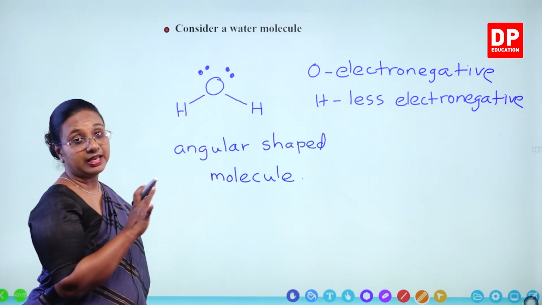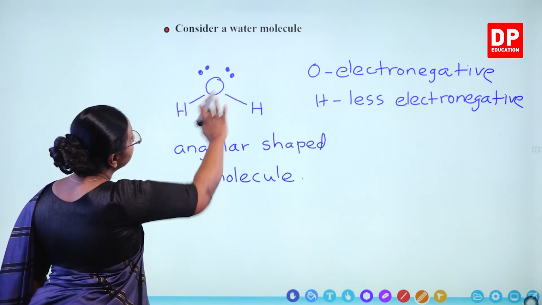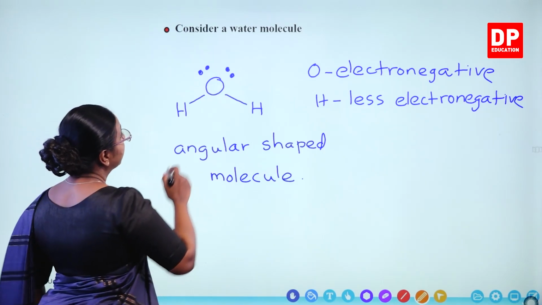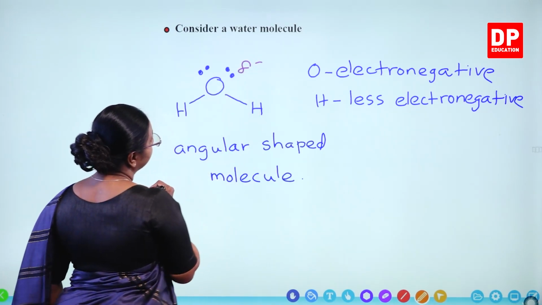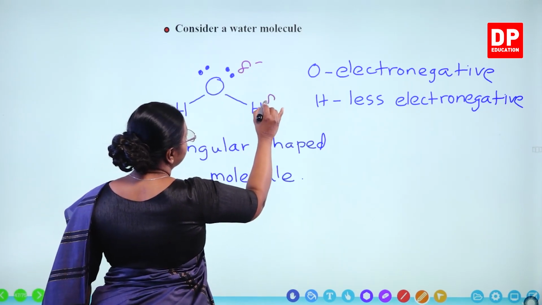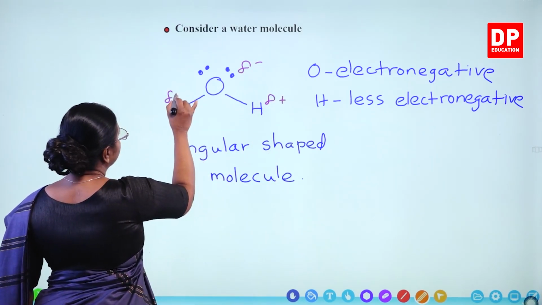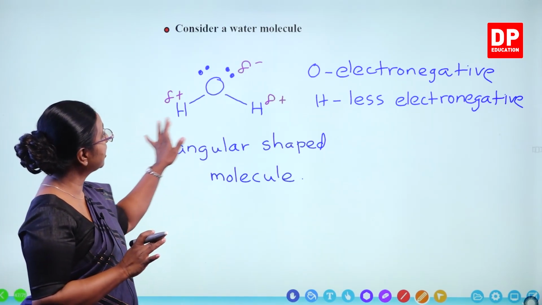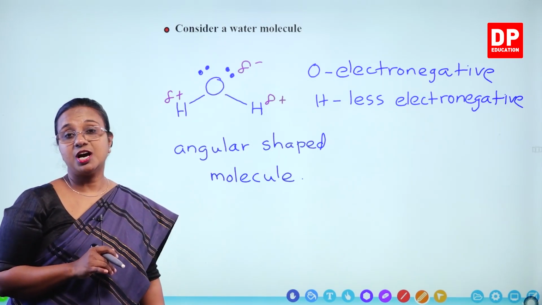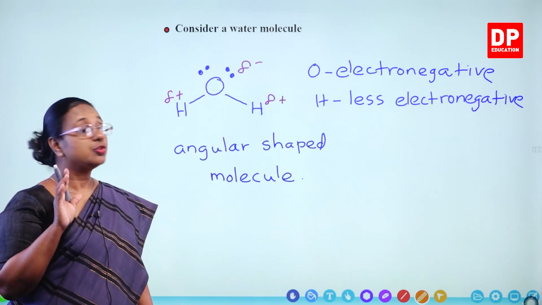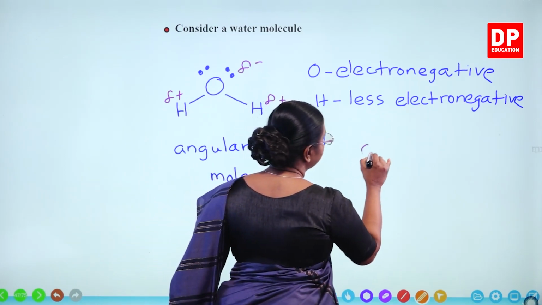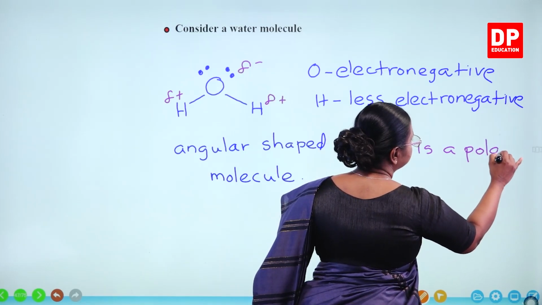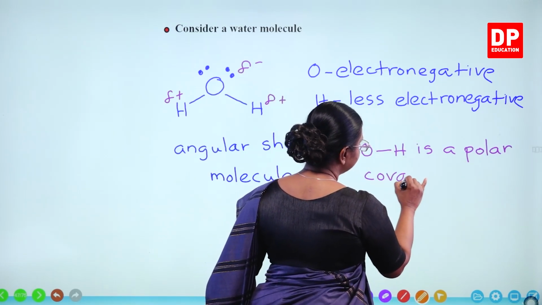In this molecule again, the electrons from the OH bond will be pulled towards oxygen. Because of that, oxygen will get a delta negative charge, whereas the two hydrogens will have delta positive charge. So there are partial positive charges on the hydrogens and a partial negative charge on oxygen. So the OH bond becomes polar. The OH bond is a polar covalent bond.